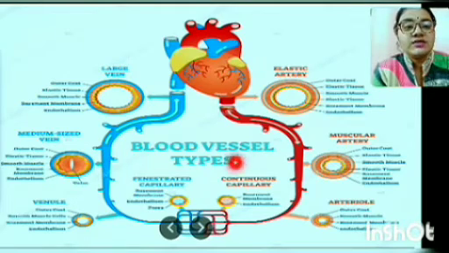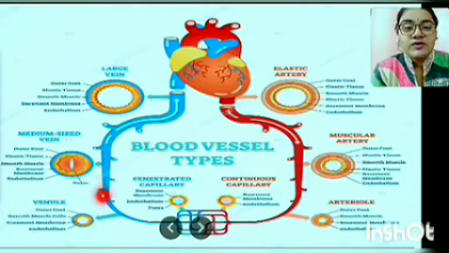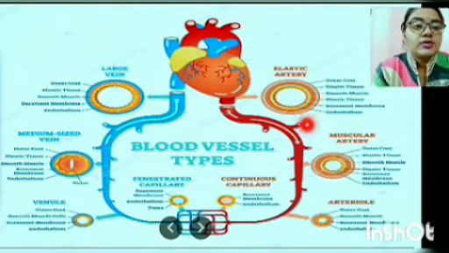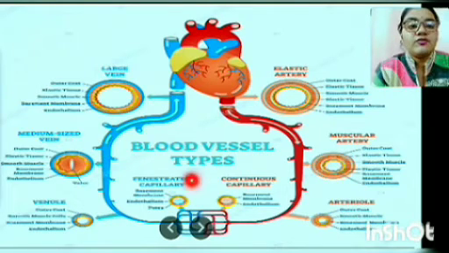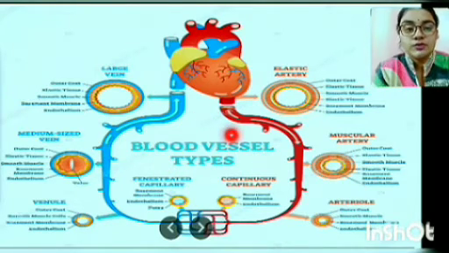Here you can see different types of blood vessels: large vein, medium-sized vein, venule, elastic artery, muscular artery and arteriole. These different kinds of blood vessels help in the circulation process.